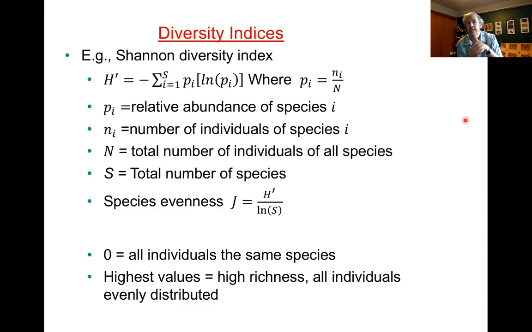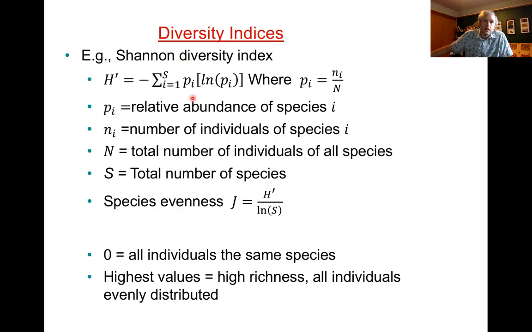So a diversity index is a number which incorporates both richness and evenness. So it's a measure of both at the same time, distilled into one number. Okay. One of the most common of these is the Shannon Diversity Index. And the Shannon Diversity Index is measured as this value here, H. And it's denoted by this formula here.